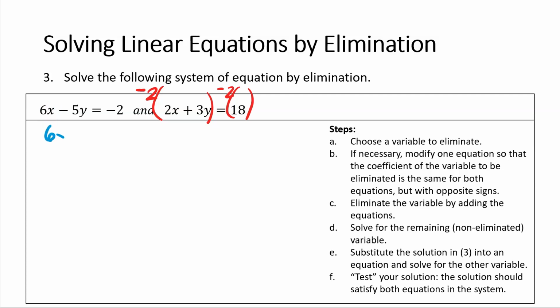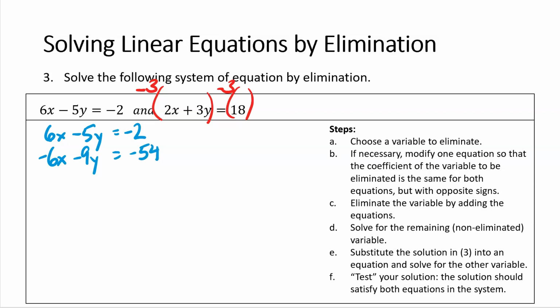So our first equation was 6x minus 5y equals negative 2. The other equation, we will multiply by negative 2. Oh, sorry, that should be a negative 3. Let me modify that. This should be negative 3. Negative 3 times 2x is a negative 6x. Negative 3 times 3y is a negative 9y. On the other side of the equation, negative 3 times 18 is a negative 54.